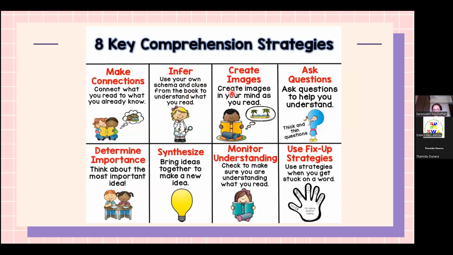Create images. Create images in your mind as you read. We have done this last year. As you read the sentences, make it like a movie in your mind, like as if you're watching a movie in your mind. Ask questions. Ask yourself questions to help you understand. All right? Determine importance. Think about the most important idea. What is the story trying to tell you? What is the most important part of the story?